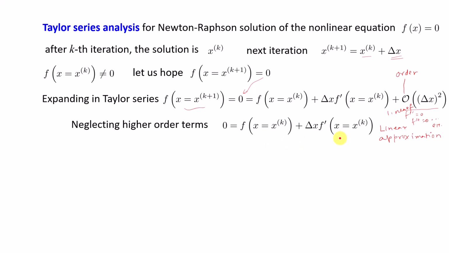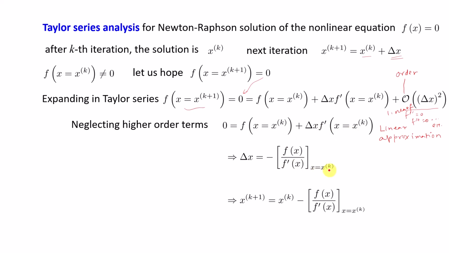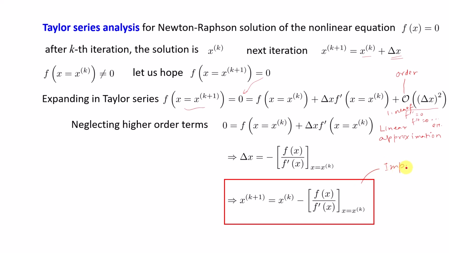Now that we have the linear approximation, we are ready to figure out delta x, and we can see that delta x is minus f of x divided by f prime of x at x equals xk. And this gives us this relation. This kind of relation is also called a recurrence relation. So we iteratively update this x. So this is a recurrence relation, and this relation is at the heart of the Newton-Raphson method. This is the most important part of the Newton-Raphson method.